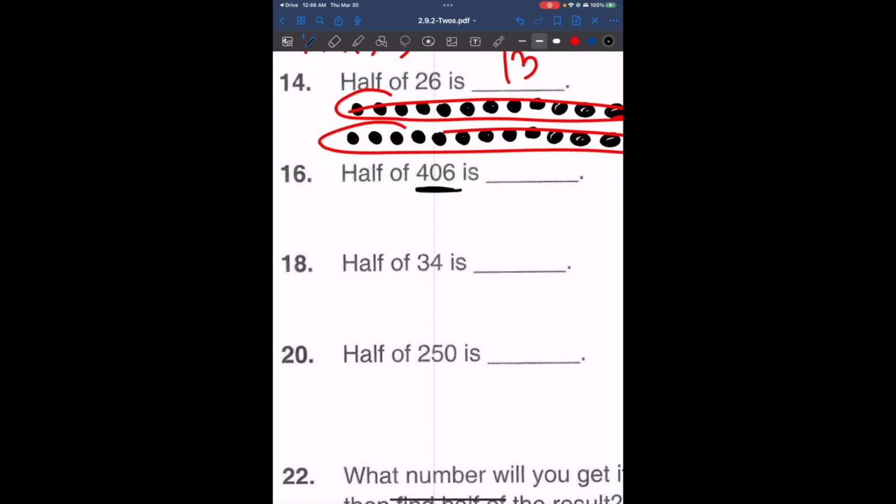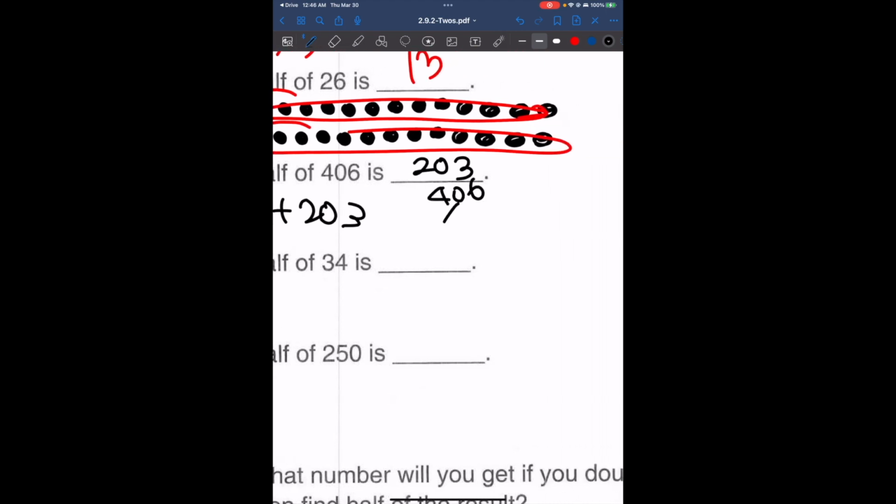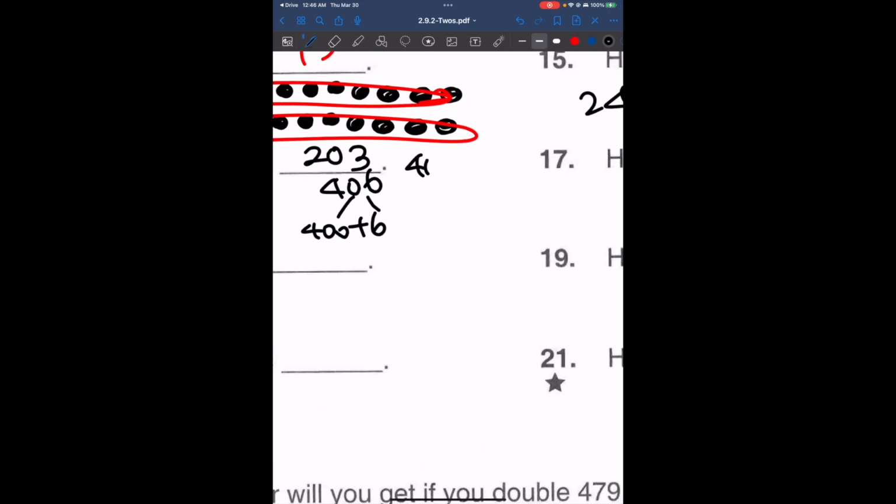Half of 406, we cannot draw out 406 dots. So let's try thinking of this as 203 plus 203. Another easy way to do this, since the number is quite large, is to divide 406 into 400 plus 6. Now 400 is 200 plus 200, and 6 is 3 plus 3. So taking halves of each, we're going to do 200 plus 3, which is 203.